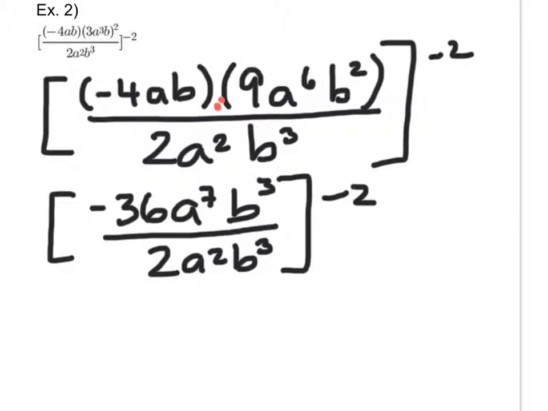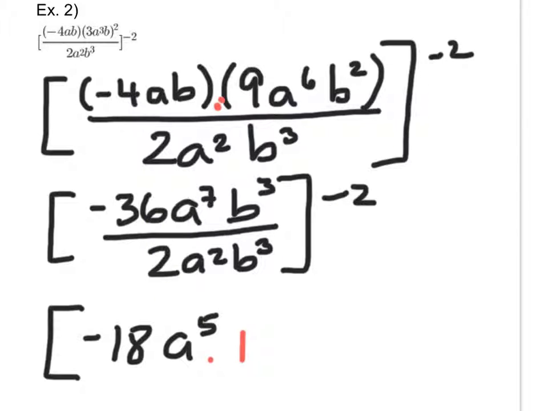Now, the top is simplified. Let's see if we can do the division, the top and the bottom part together. So let's look at that. Minus 36 over 2 is minus 18. A to the 7 over a to the 2 is a to the 5. B cubed over b cubed is b to the power of 0 by subtracting the exponents, which is just 1. Okay, but we don't need to write that down. I put it down in red. But multiplying something by 1 doesn't have an impact. It doesn't change it. Okay, to the minus 2.